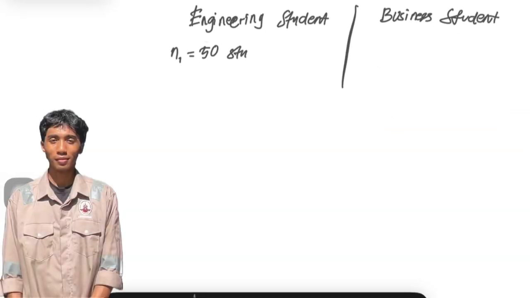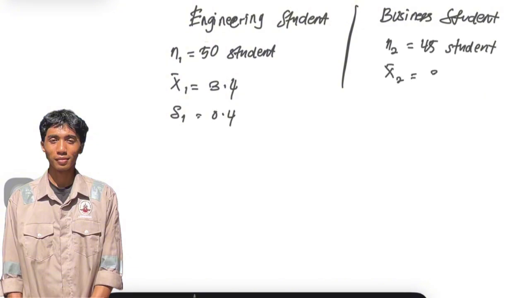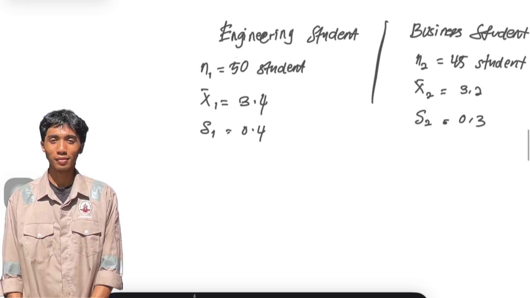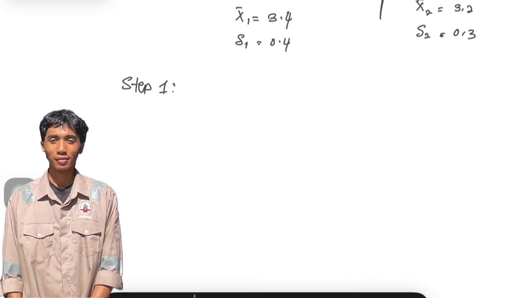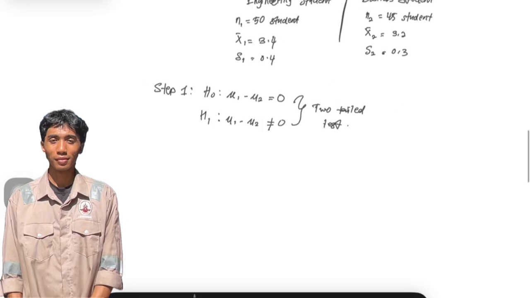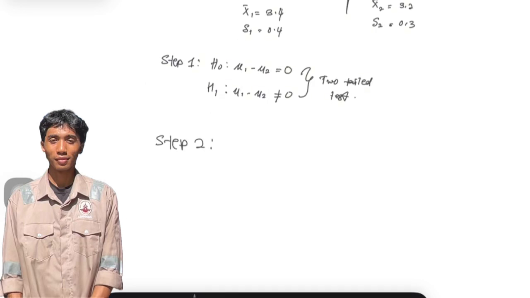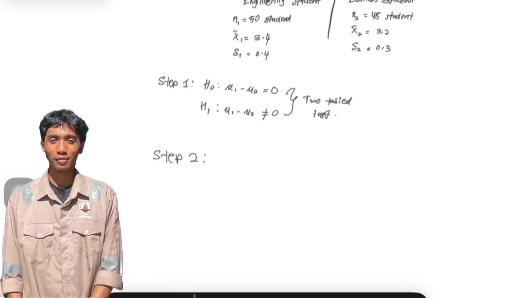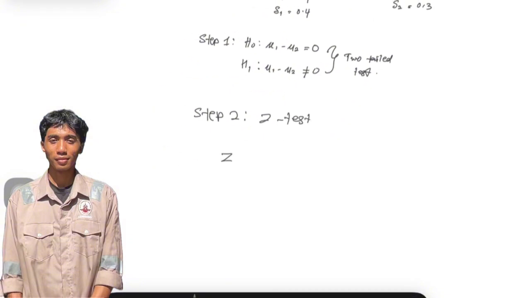So for the first case, we want to know if there is a significant difference in academic performance. So we compare engineering students with business students at a 0.05 significance level. So for the first step, state the hypothesis. And then for the second step, we find the Z value, as we already know that we use the Z test for this case.